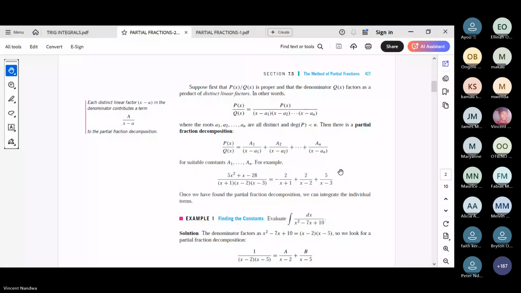Once you are done, you let me know. We are done. Good. So then on the left-hand side, you have 5x squared plus x minus 28 divided by x plus 1 times x minus 2, then x minus 3. So equate what you have as your A1 over x plus 1 plus A2 over x minus 2 plus A3 over x minus 3 to the fraction which we have been given.